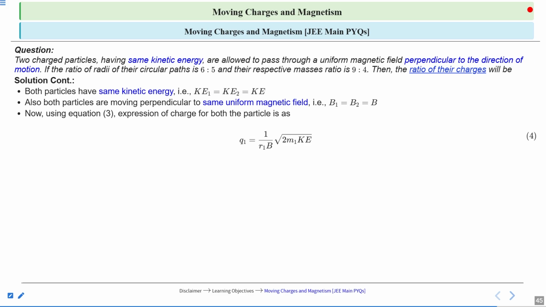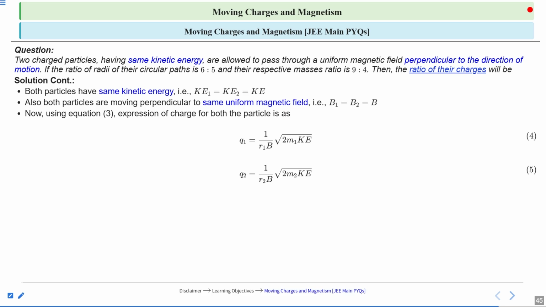Now using equation 3, the expression of charge for both particles is: Q1 = (1/R1 B) root of 2 M1 Ke. B is the same for both particles, so we are using B, and kinetic energy is the same for both, so we are using Ke. Mark it as the fourth equation. And Q2 = (1/R2 B) root of 2 M2 Ke. Mark it as the fifth equation.